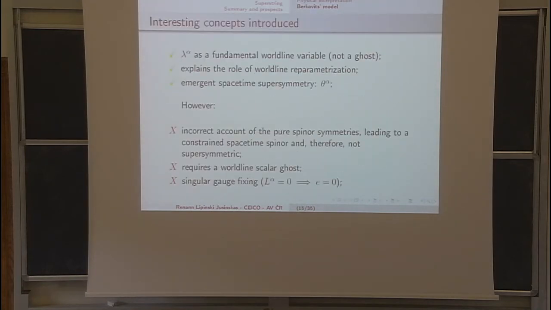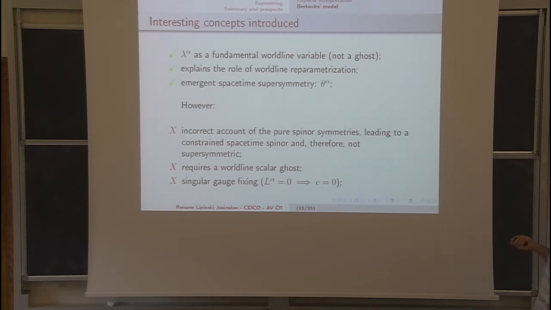So if you look at it, there are three points that are very interesting. Lambda is not a ghost variable; it enters the formula as a matter variable. It explains the role of reparametrization, and ideally, space-time supersymmetry is an emergent feature, meaning that it will come from these ghosts, right? From the twistor-like ghosts. The point is that there was this incorrect account, so that model cannot really be space-time supersymmetric.